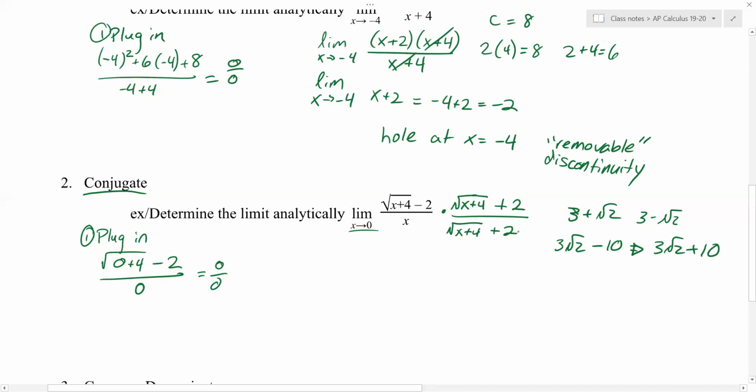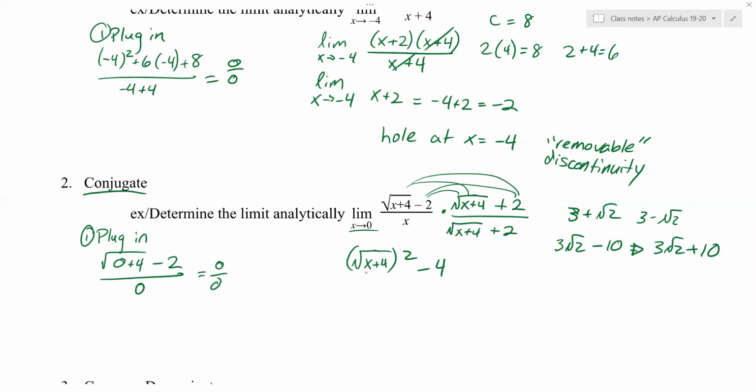When we do that, this is like FOILing. We'll do the first times the last, and then the second one. And always what will happen, because we have the different signs, is that we will get square root of x plus 4 squared, and then negative 2 times positive 2 will be negative 4. The middle terms will cancel out because one will be positive and one will be negative.